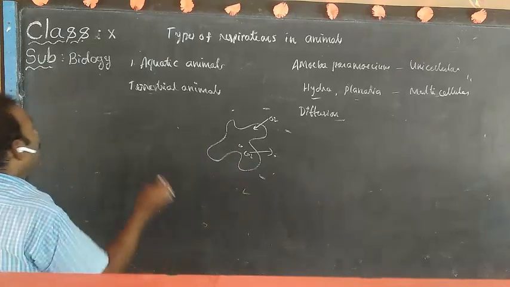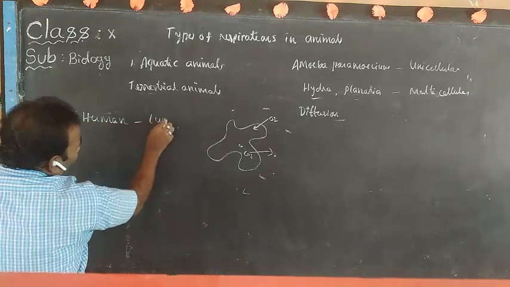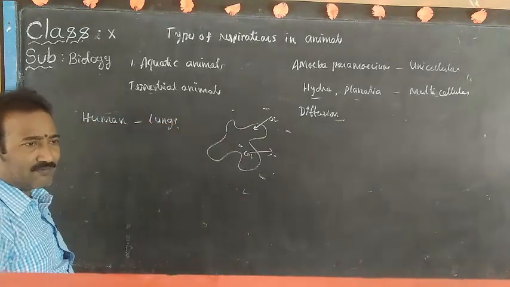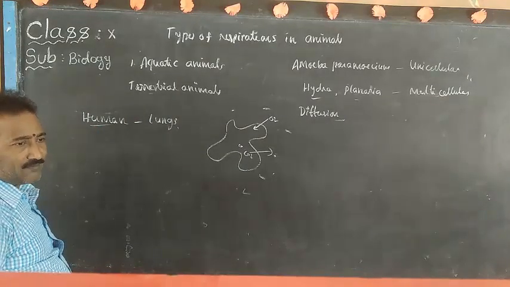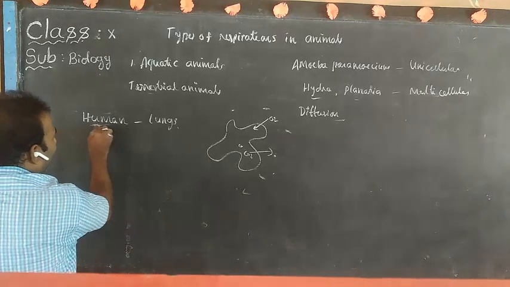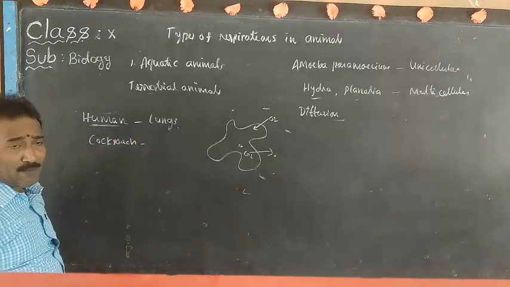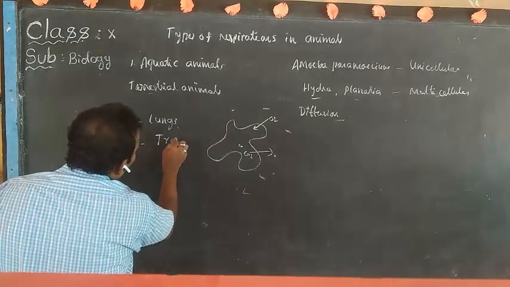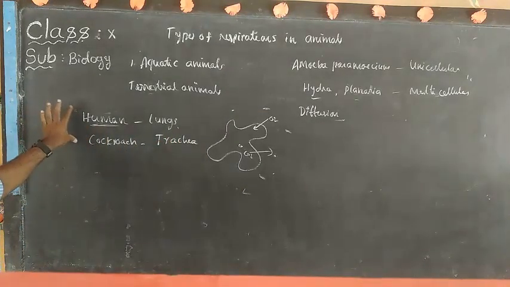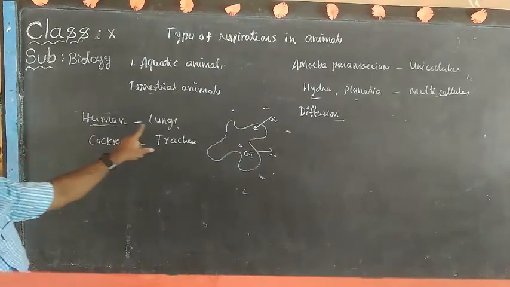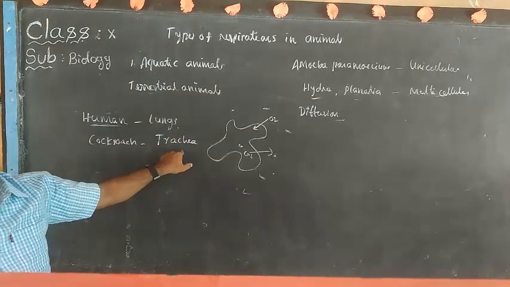Suppose a human being. What are the respiratory organs? Lungs. A human being is a terrestrial animal only. Cockroach is also a terrestrial animal, in which the trachea is the respiratory organ. Human being and cockroach both are terrestrial animals only. But in human beings, lungs are the respiratory organs. In cockroaches, trachea are the respiratory organs.